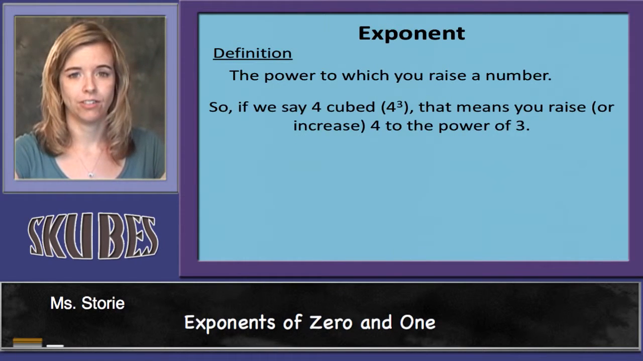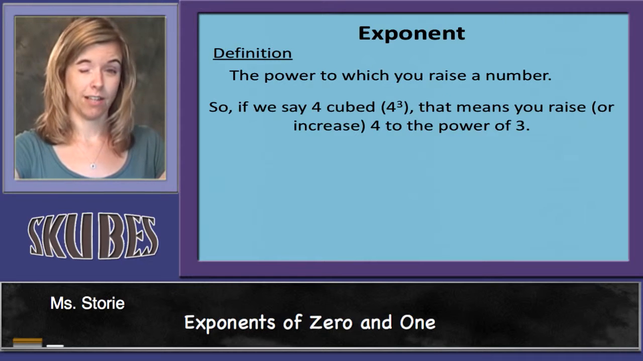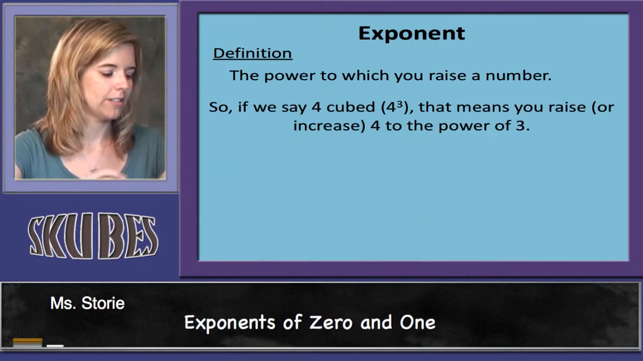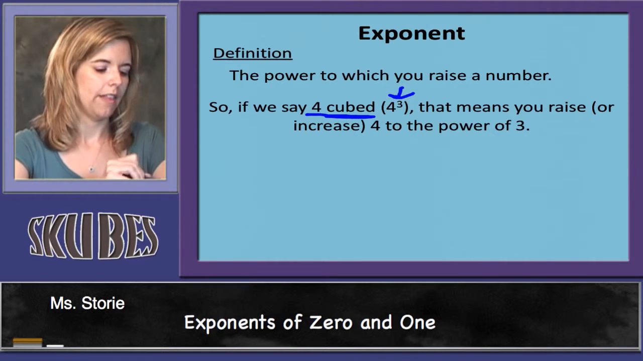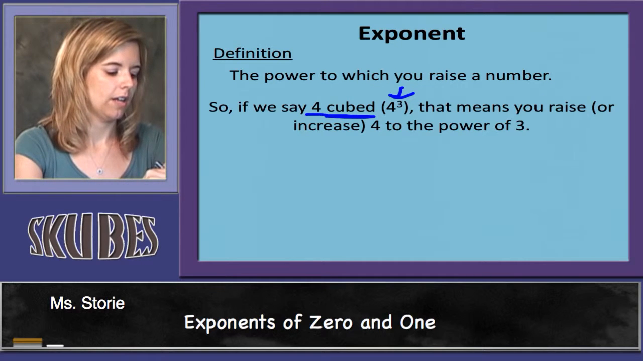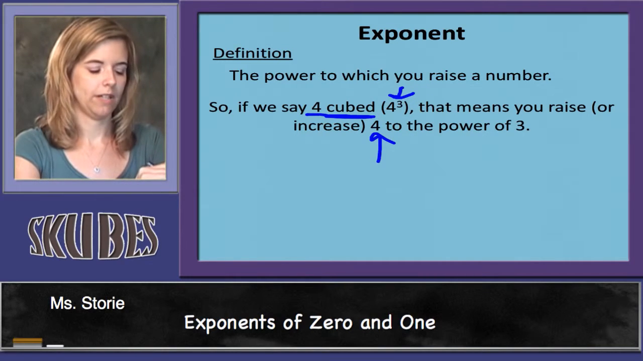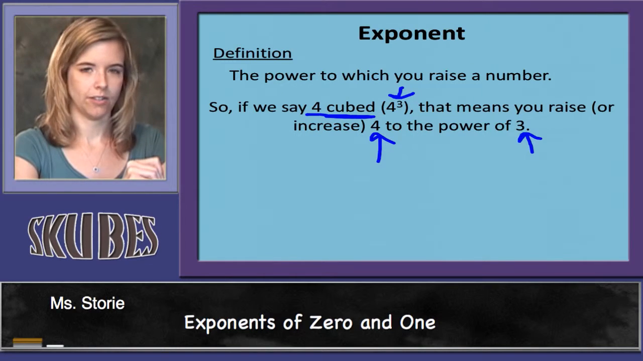Okay, first the definition of an exponent. It's the power to which you raise a number. That sounds kind of confusing, so let's take a look. So if we say that we took 4 and cubed it, this is how we write it. That means you raise or increase 4 to the power of 3. Notice I said 4 first because that's our base. And the power of 3, that's our exponent.